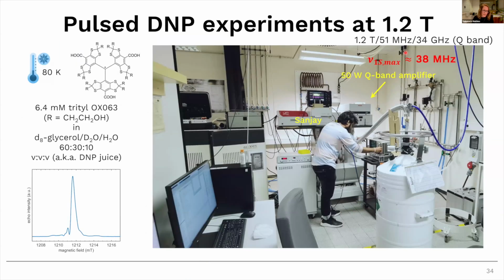Okay, that's a lot of talking and a lot of theorizing about how these sequences work. Let's have a look at some experiments. What I'll show you will be experiments at 1.2 Tesla, that's at Q-band, 34 gigahertz.